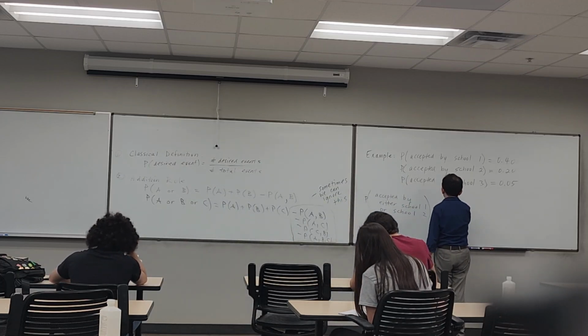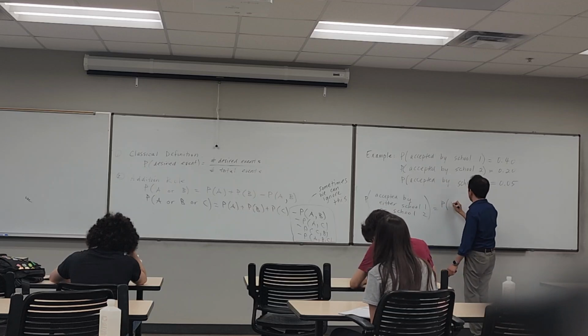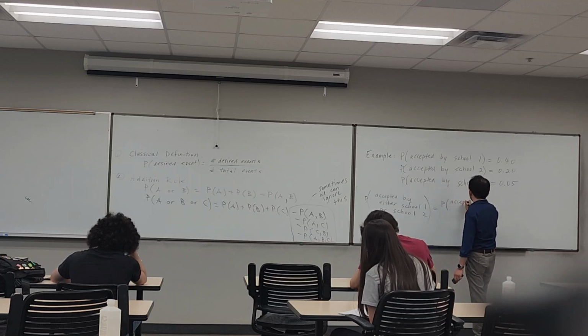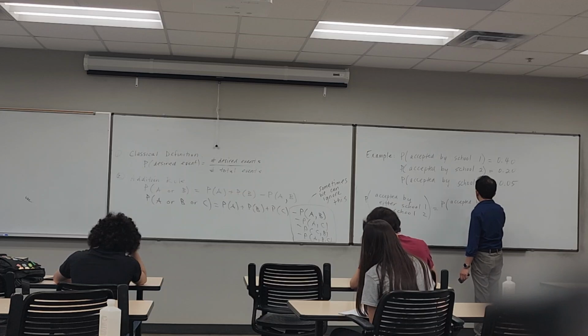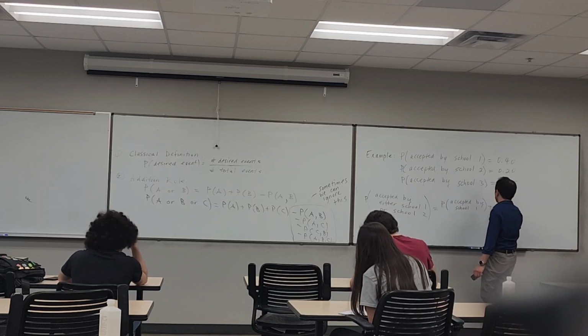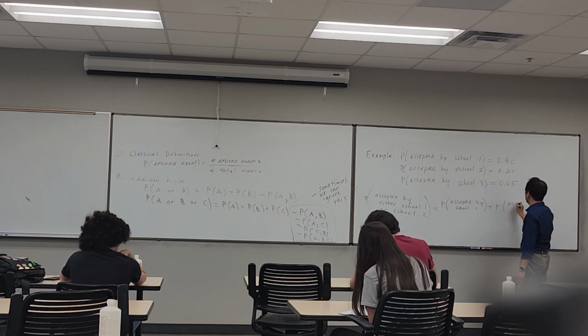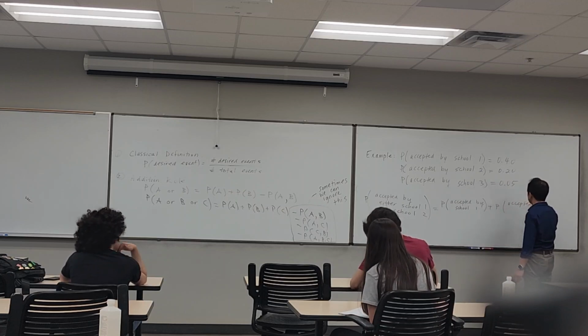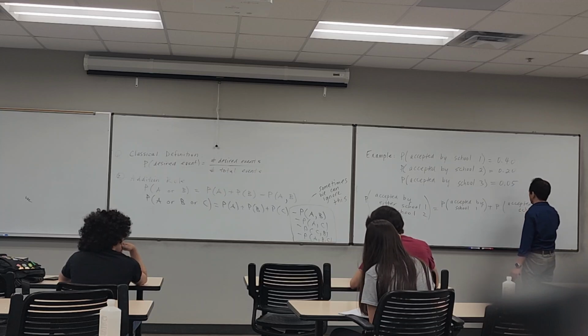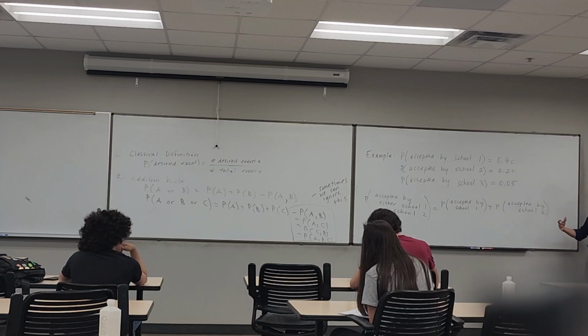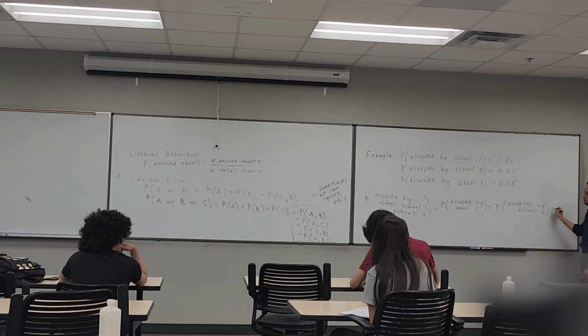So this is the probability of getting accepted by just school one, plus the probability of getting accepted by school two, and then minus the probability of any overlap, meaning that you get accepted by more than one school. Meaning that in this case, because there's only two schools, you get accepted into both school one and school two.